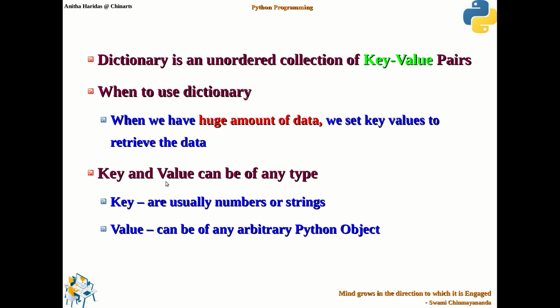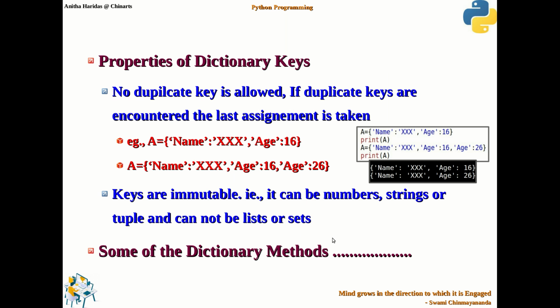Now when you have key and value, they can be of any data type. Key will be generally numbers or strings, whereas a value will be of any arbitrary Python object. And when you set the keys for the dictionary, you cannot have a duplicate key. If in case you have given a duplicate key, then the last assignment will be taken. We'll see an example here.